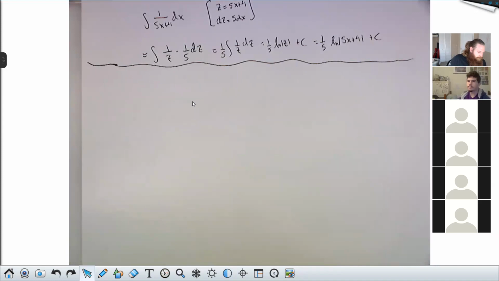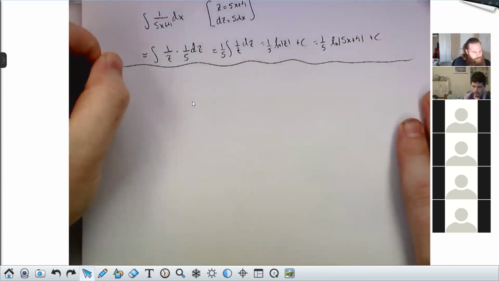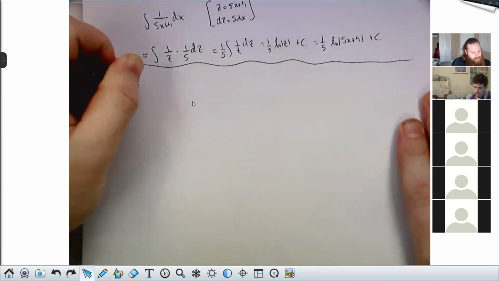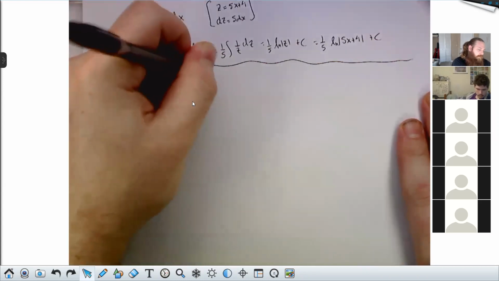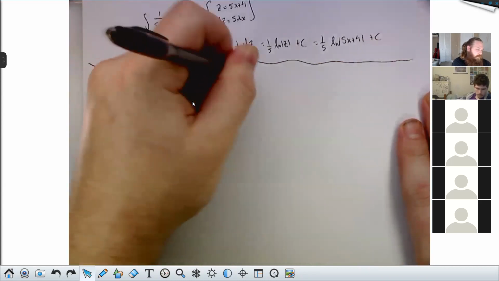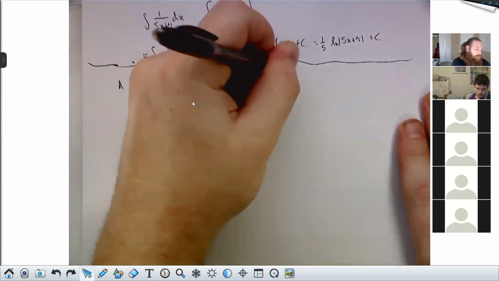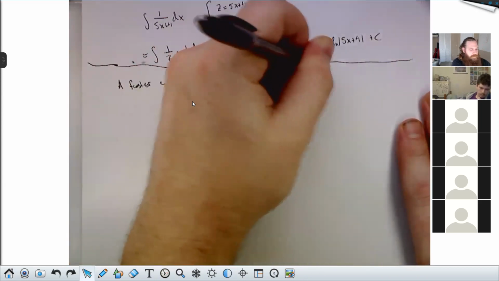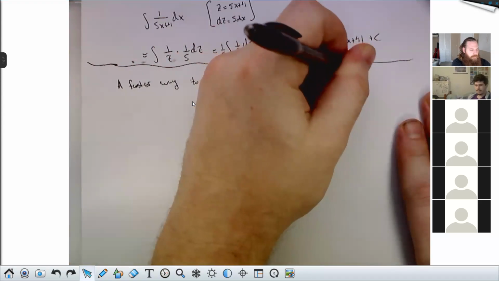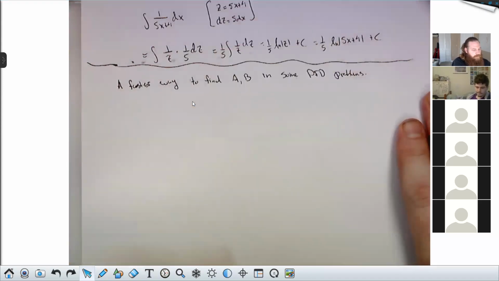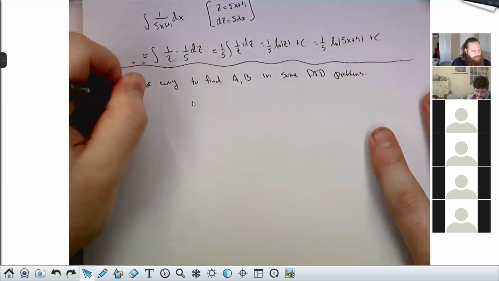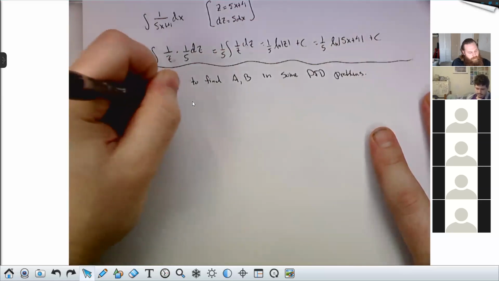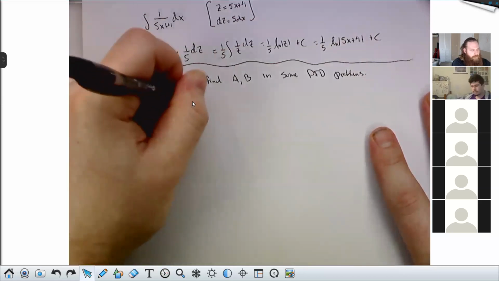All right, back to partial fractions. A faster way to find A and B in some PFD problems. This is called the Heaviside cover-up trick.